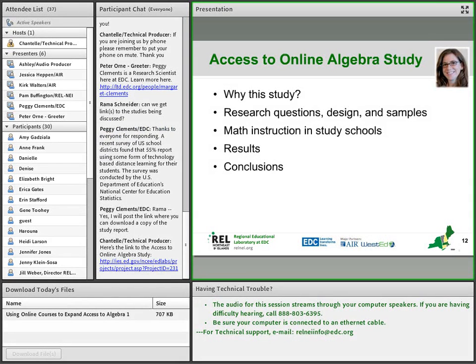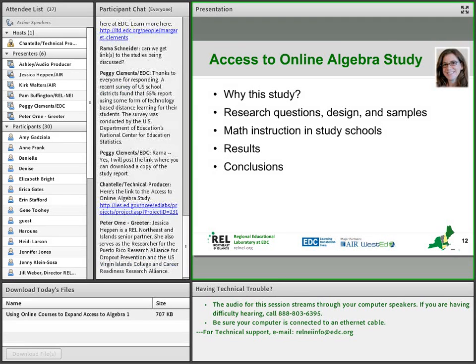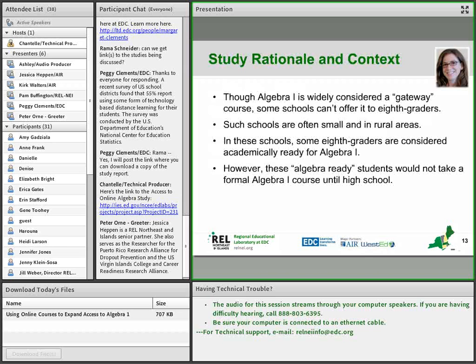Okay, so just to go over what I'm going to present in this section of the presentation, we'll go over the rationale and the background, the context for the study, tell you about the research questions that we posed, the design of the study and who participated. We're going to talk about math instruction in study schools, including the implementation of the online course, which, for those of you that haven't had a chance to read the report, we'll have a lot of questions about, so we'll spend some time there. I'll quickly go over the results in more detail than that key findings slide that you just saw, and we'll talk about the conclusions and the implications leading to a discussion about the findings.